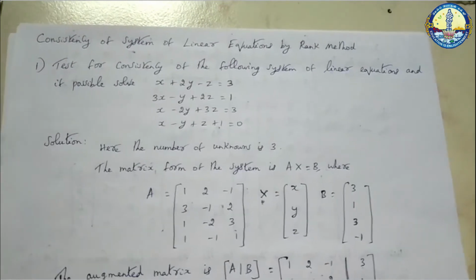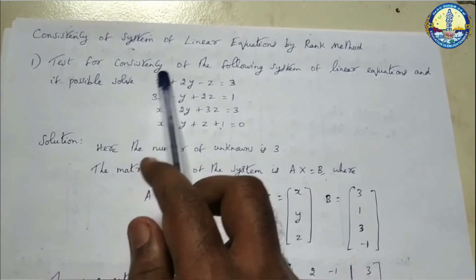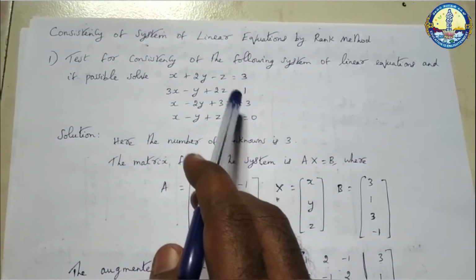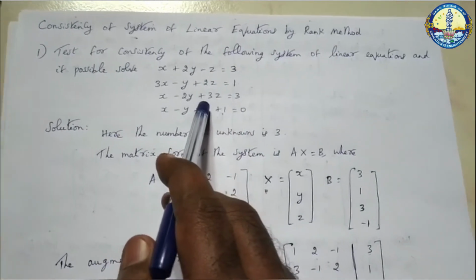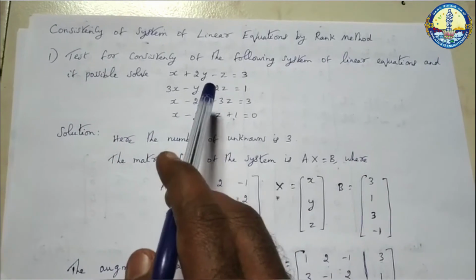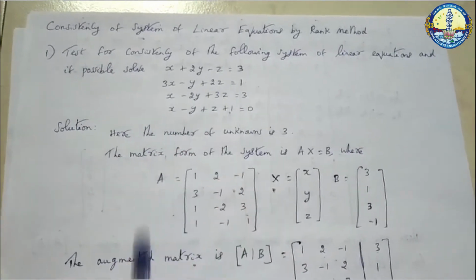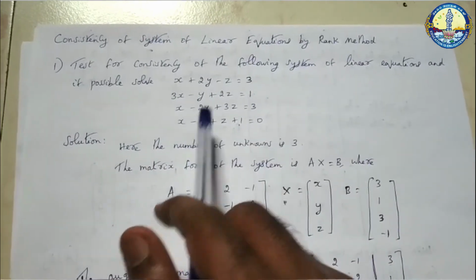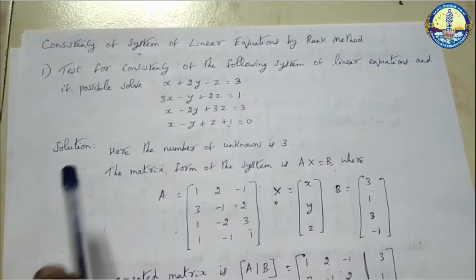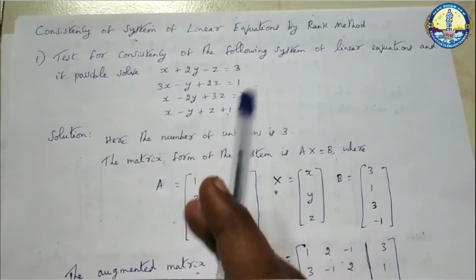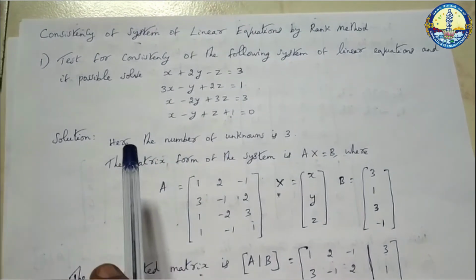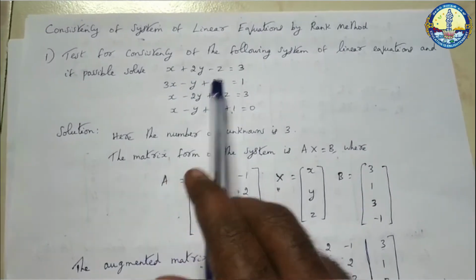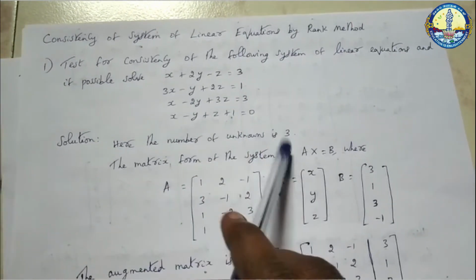Okay, so if the given system of equations has a solution, then it is consistent. If it does not have a solution, then it is inconsistent. So we have to find the solution for the system of linear equations by the rank method, and then write whether it is consistent or inconsistent. Here the number of unknowns is 3: x, y, z.